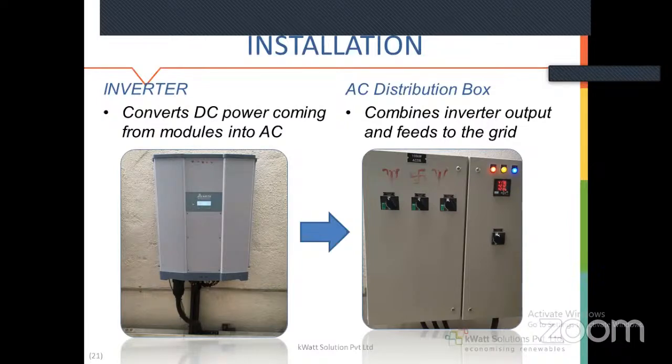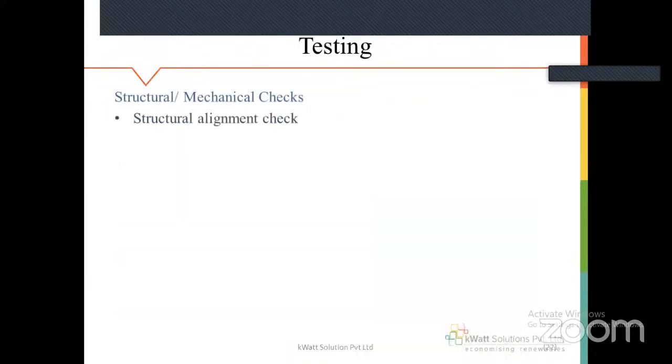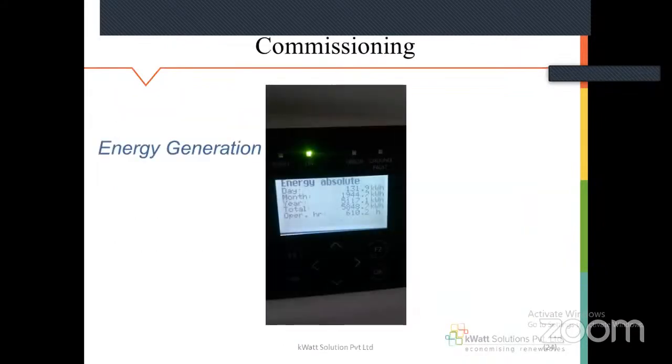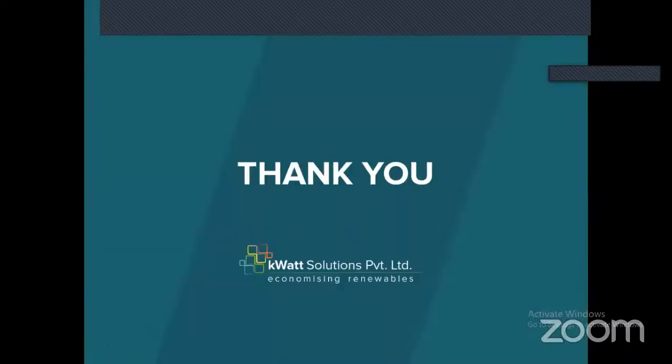So this is the overall connection topology of a solar power plant, or the execution steps that you need to follow. Testing, and then finally like I was saying, mechanical testing, electrical testing, do it, and then you can see the energy generation. So energy generation, generally it comes in terms of day, month, year, and total till now. So this is the overall execution that you need to do.